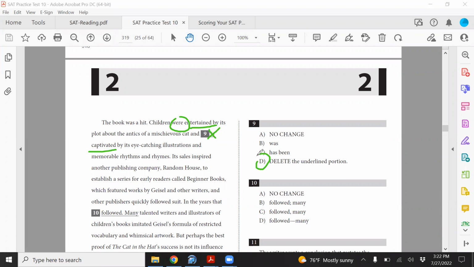Its sales inspired another publishing company, Random House, to establish a series for early readers called Beginner Books, which featured works by Giesel and other writers. Another publishers quickly followed suit. In the years that followed, many talented writers.